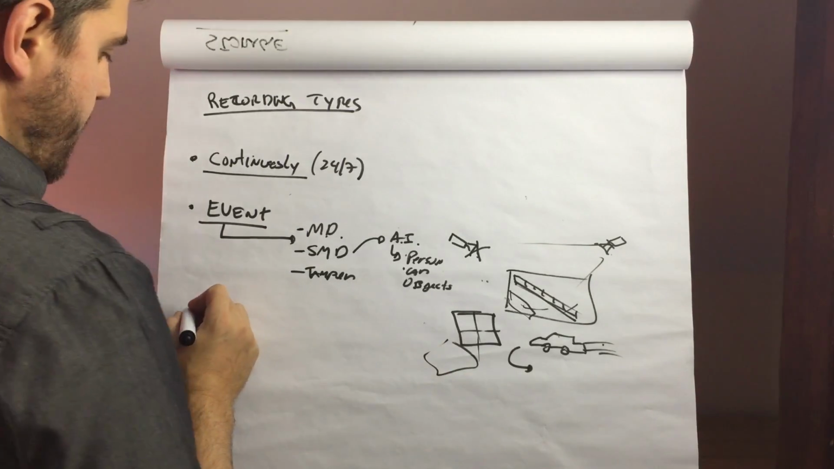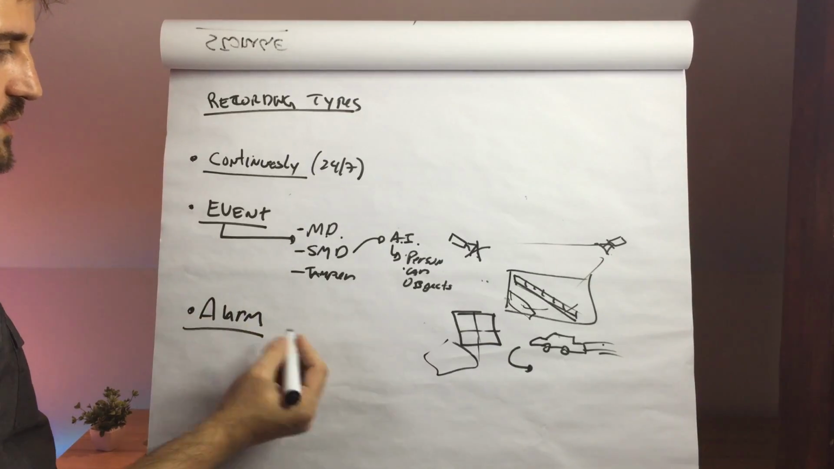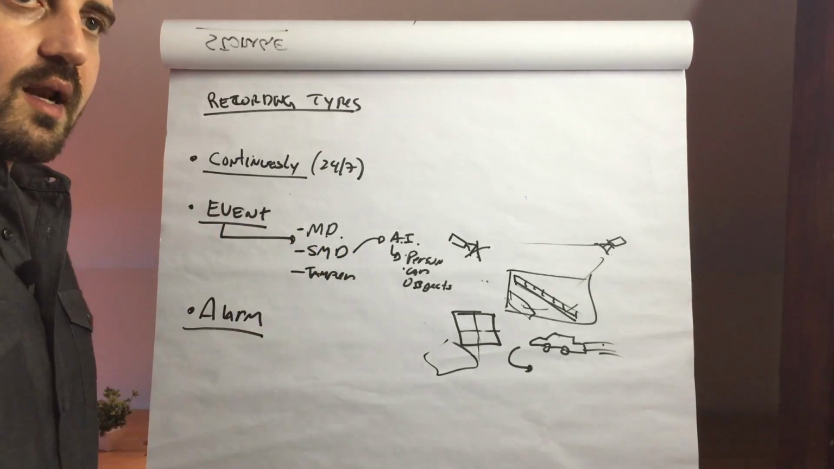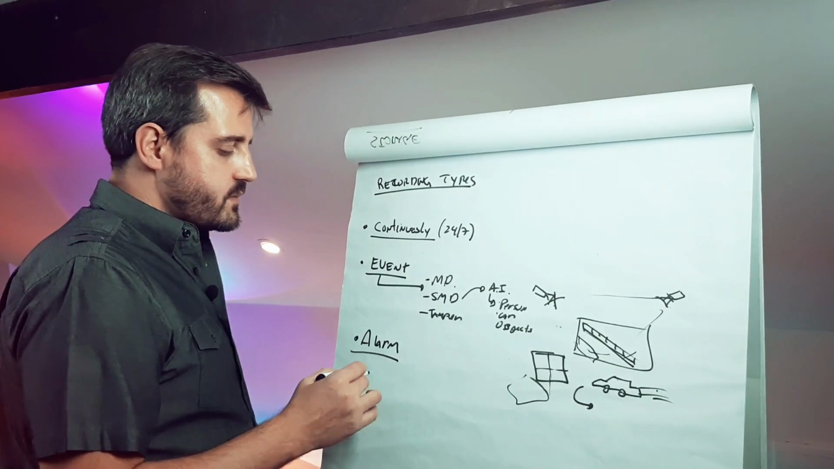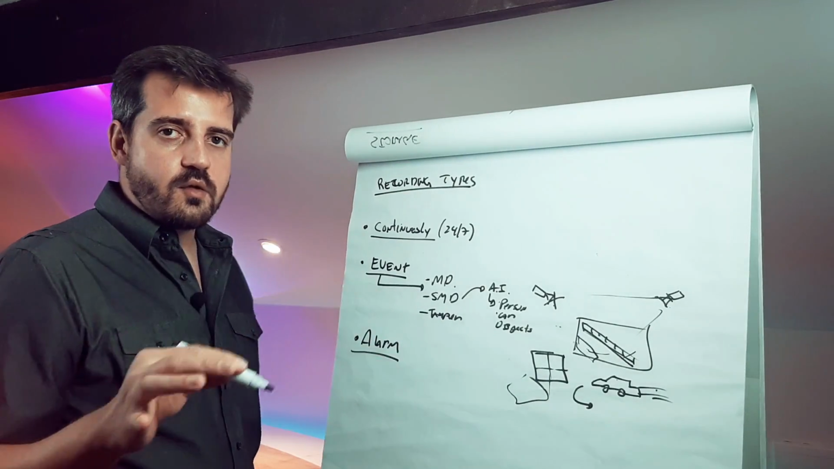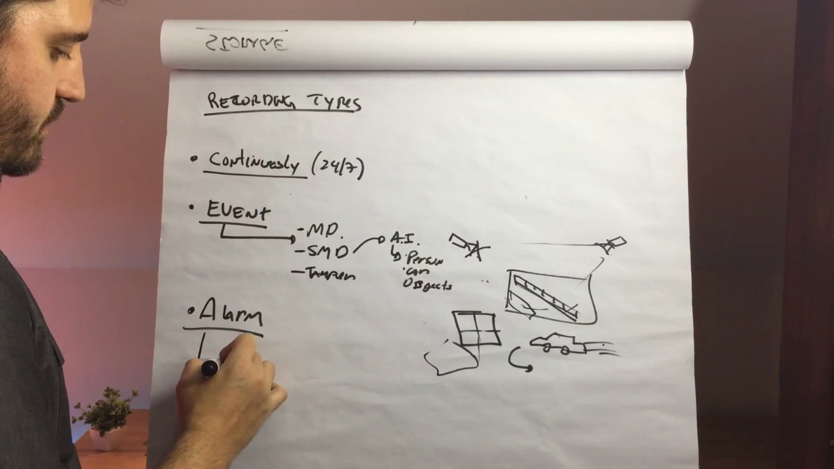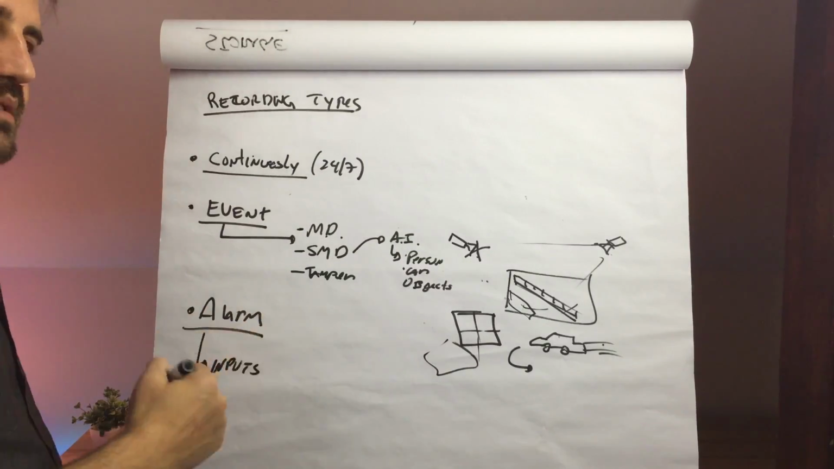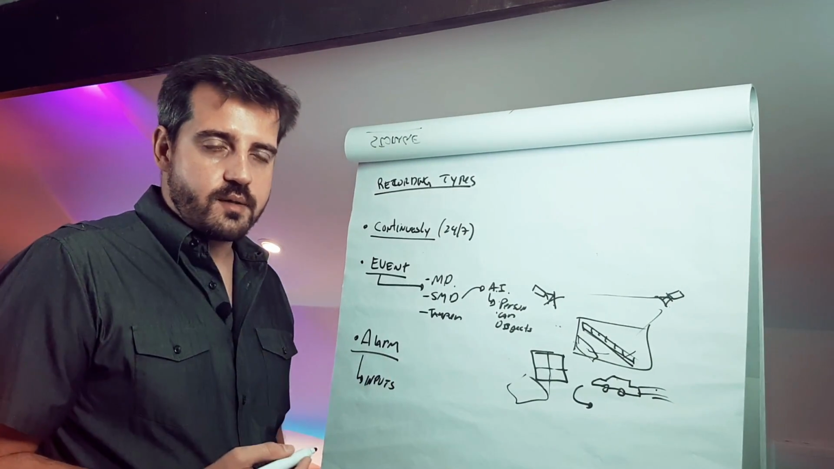Okay, and the last part is alarm. We saw this in the other class. We have the alarms in the cameras. We have the alarms in the NVRs. So we have the alarm inputs and outputs. In this case, it will be using the alarm inputs on the devices, either in the cameras or in the recorder. And then this can trigger a recording.